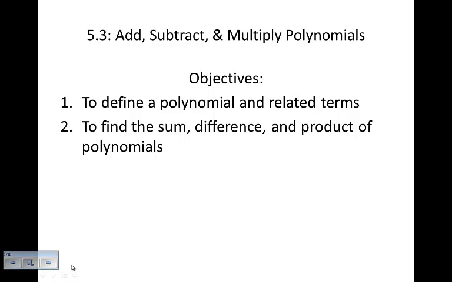Good evening, guys. Tonight we're going to go over 5.3, adding, subtracting, and multiplying polynomials. If at all you guys don't understand, please make sure you put a question mark by that note and we will go over it tomorrow. However, make sure you're taking notes. That way you'll be ready for tomorrow.